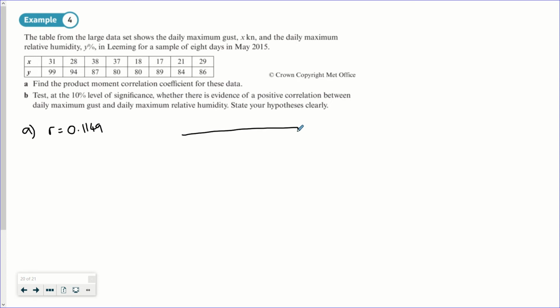So let's draw ourselves a little diagram to help think about what this value of r represents. In the middle we've got 0, which is no correlation, and on the right we've got a strong positive correlation, and on the left, if r equals -1, we've got a strong negative correlation. So r equals 0.1149, so we're quite close to 0.